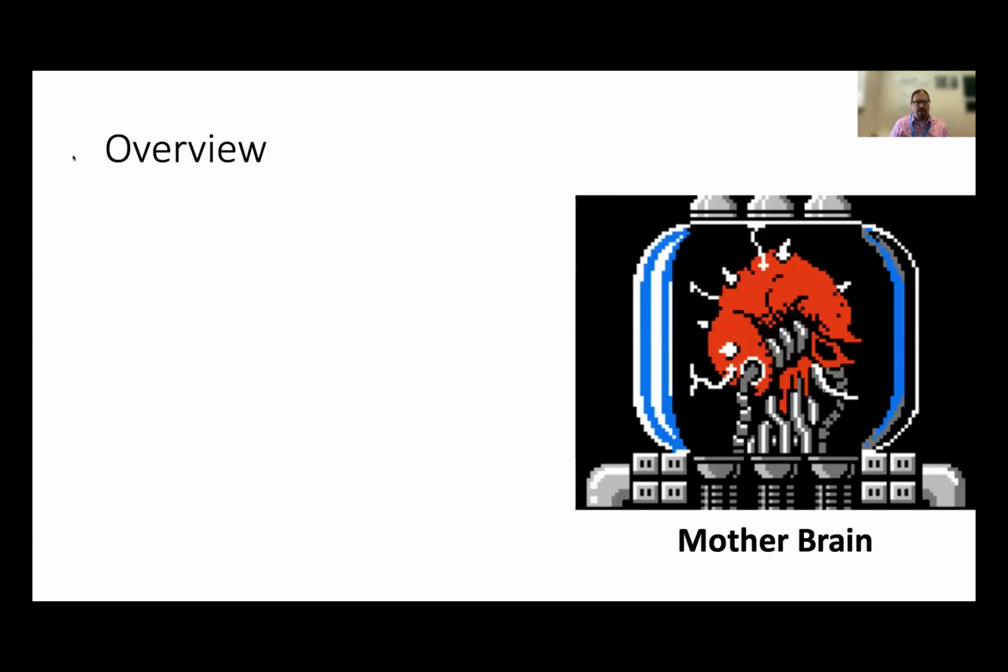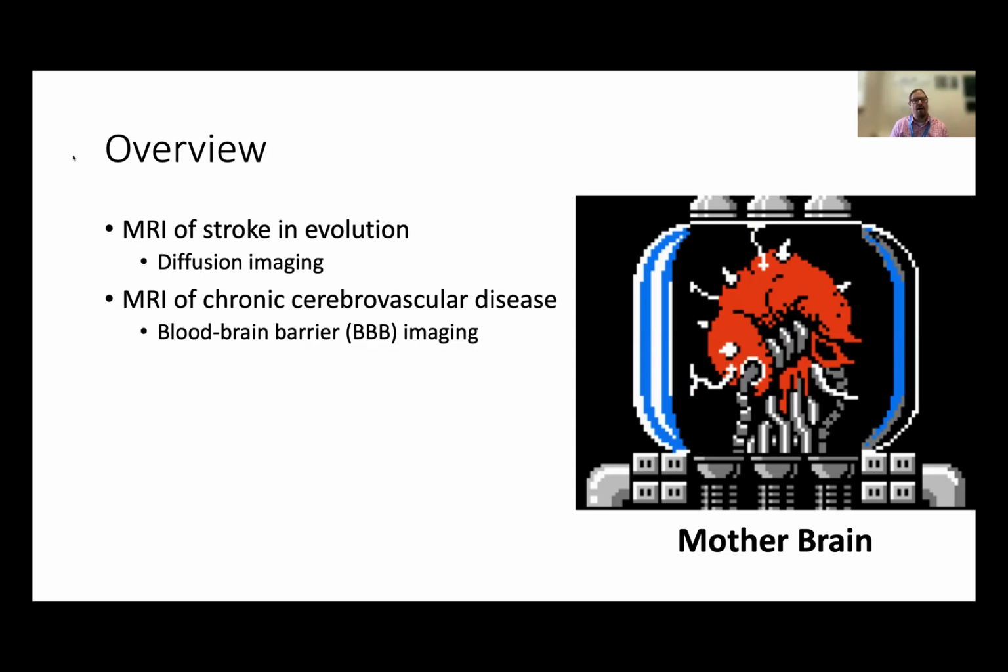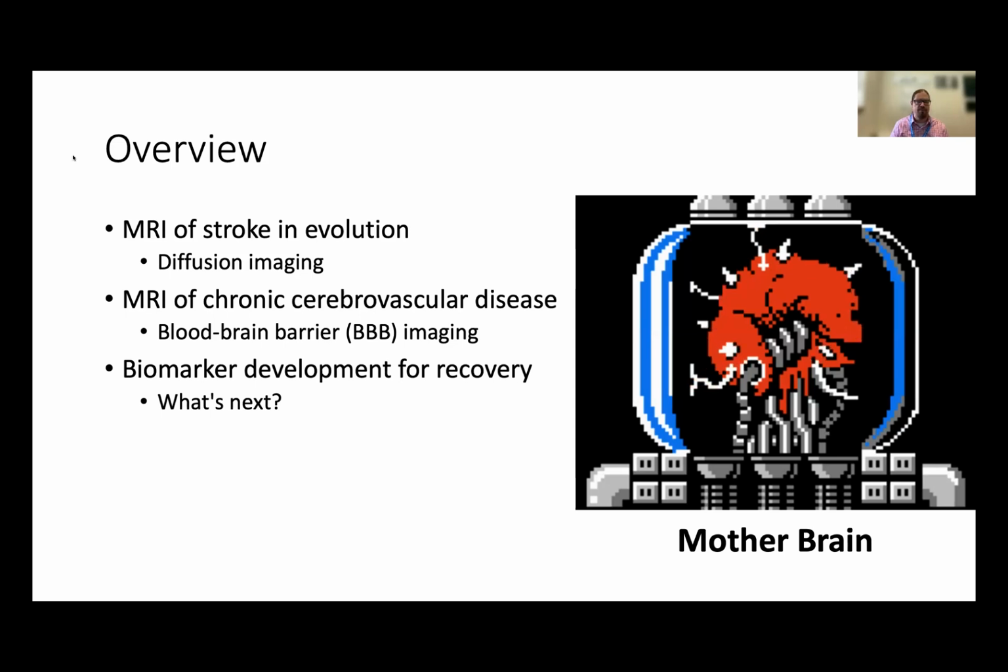So, a brief overview of what I'm going to talk about. This talk's going to be broken down into two main sections. The first part will be about MRI of stroke and evolution, and I'll be particularly focusing on diffusion imaging and what diffusion imaging tells us about stroke evolution. The second part will be focused on the chronic stage of recovery, chronic cerebrovascular disease. I'm going to talk a little bit about another type of imaging methodology, which you'd probably be less familiar with, which is blood-brain barrier imaging, and what that can tell us about how people do after their stroke and how we might be able to influence their recovery. And then I'll wrap up with some thoughts for moving forward. What's next? What else we might be thinking about?